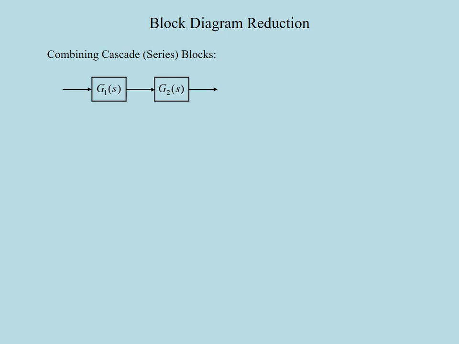We start by combining cascade blocks. If you have two blocks, say G1 and G2 in cascade, and if you apply, say, signal A to the input, then the output will be G2 G1 A. The same output will also be obtained for a transfer function G2 times G1. That means two cascade blocks can be reduced to a single one representing the product of their transfer functions.